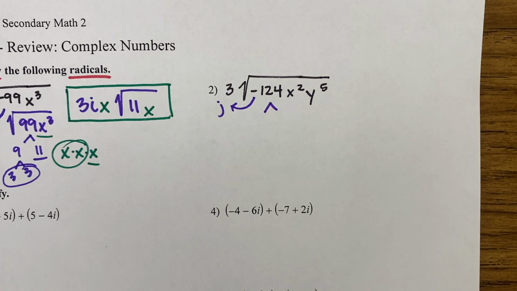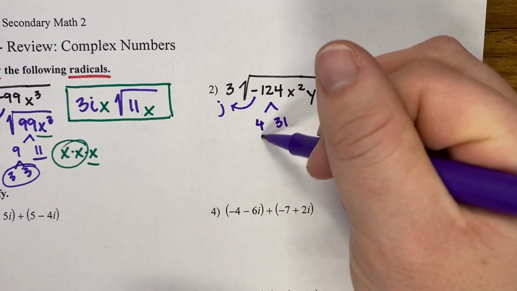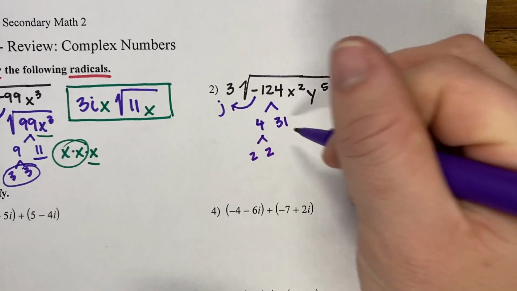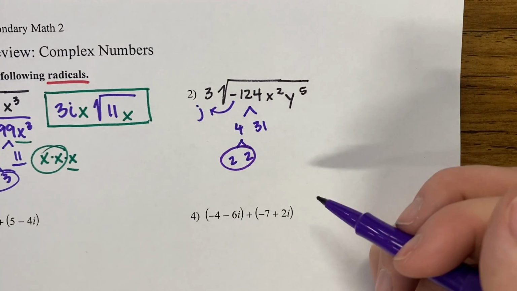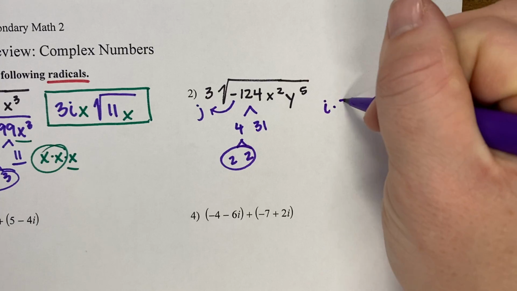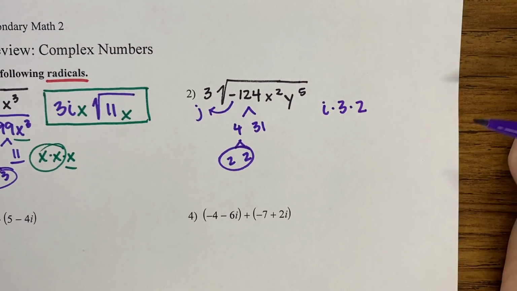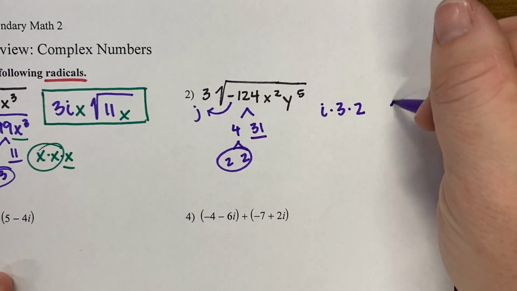124, I know it's even, but let's see if I can break it down by anything else. Let's see, 124 divided by 4. Let's go 4 times 31. Then 4, I know I can break down to 2 and 2, and 31, I cannot divide by anything. That's actually a prime number. So we have our 2's that were able to come out. They create one pair. So we have our i that was able to leave, multiplied by the 3 that was already out, and multiplied by the 2 that we were able to take out of the radical. Again, our 31 had to stay inside.